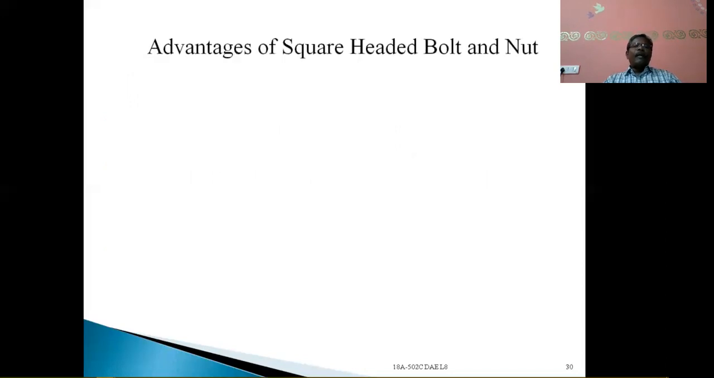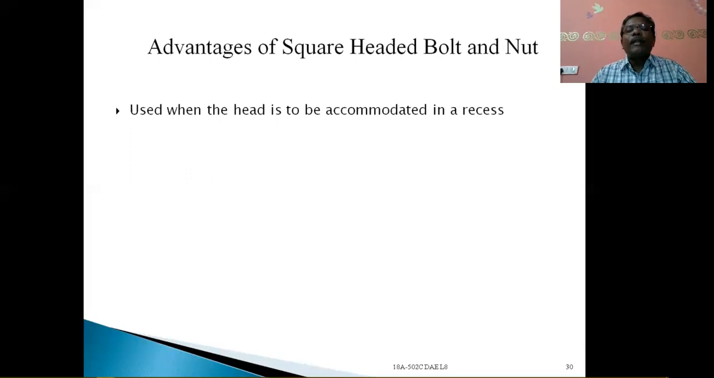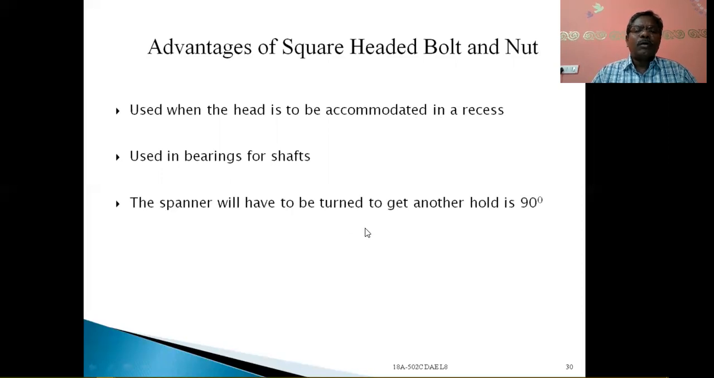And advantage of square headed bolts and nut: used when head is to be accommodated in a recess only, and used in bearings for shafts also. That means, as I told already, plumber block, etc. Next is the spanner will have to turn to get another hold is 90 degrees. That means in case of hexagonal headed bolt, it is 60 degrees. Now, in case of square headed bolt, it is 90 degrees.